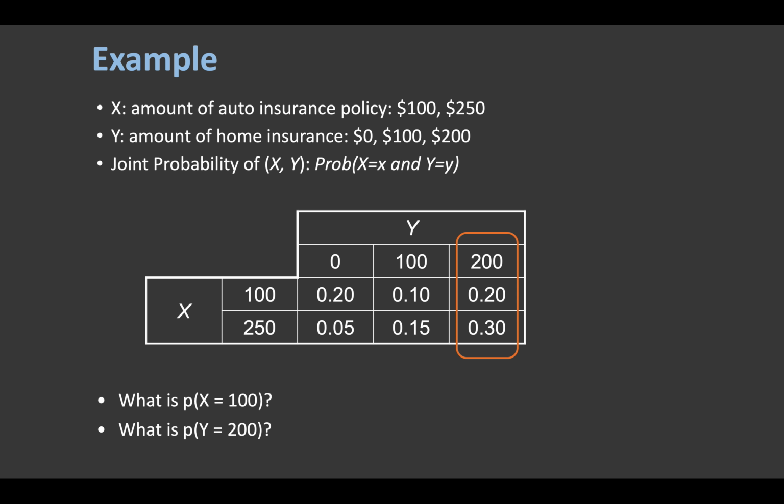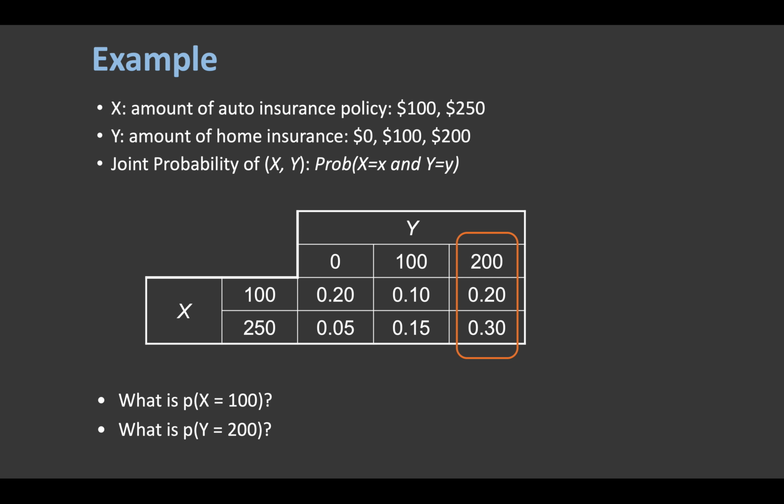And similarly, we can calculate y. P(y = 200), same here. We need to consider all the situations for x equal to 100 and x equal to 250. That gives us 0.2 plus 0.3, together 0.5, 50% chance.